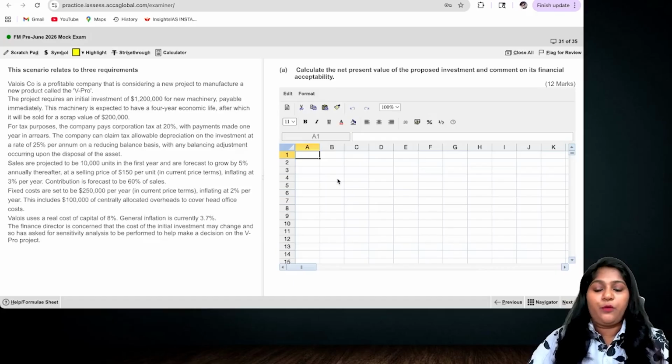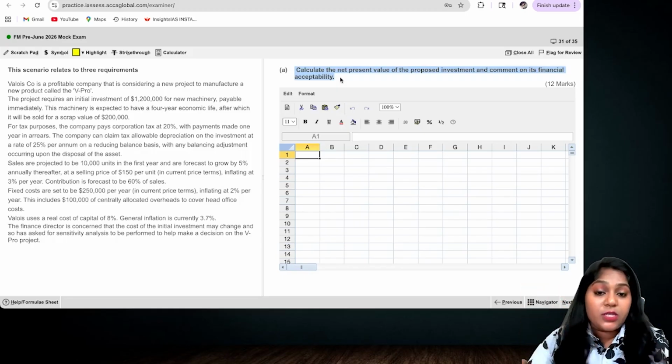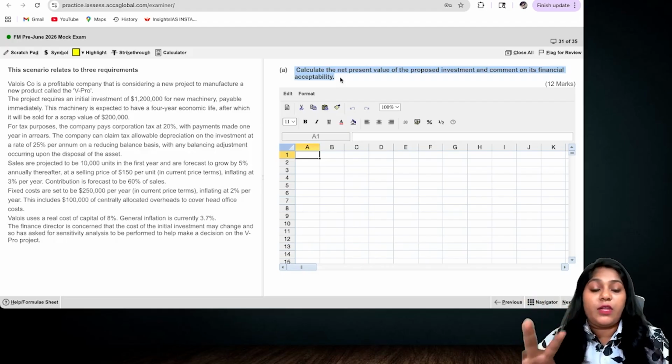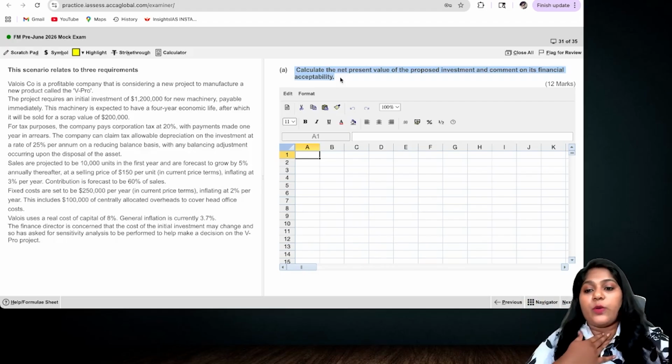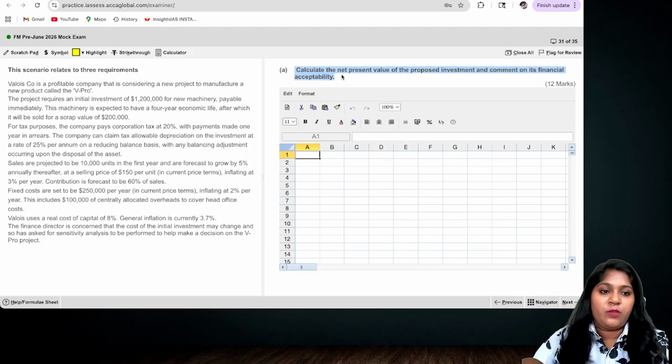Let's look at what kind of questions we have in section C. See, the first question is simply NPV, guys. Investment appraisal is one of the most tested topics, especially when you have financial management, like in section C. It is always an important question, the 12 marks question. So if you can all see here, the question is: calculate the NPV of the proposed investment, and comment on its financial acceptability, for 12 good marks.